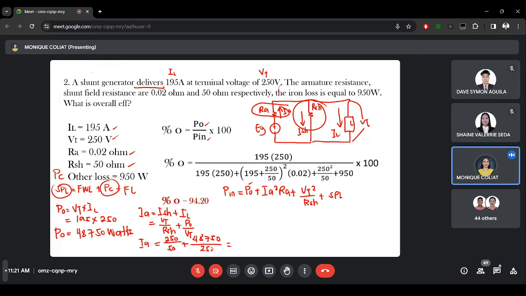Here we will use the diversity factor to get the total diversity factor. We have an overall system diversity factor of 1.4, so that is what we will do. Is that right? So the answer is the same, ma'am. We have 94.20% overall efficiency.